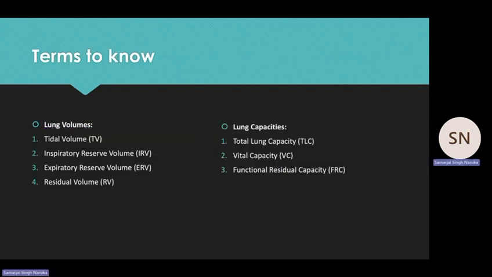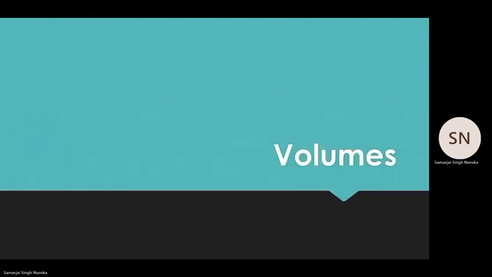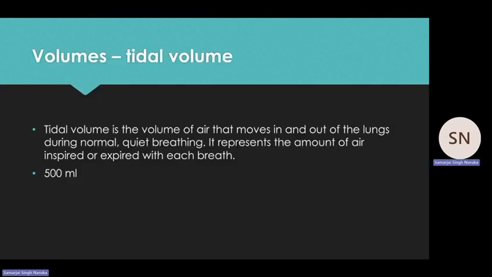Some important terms that we need to know for both lung volumes and lung capacities are tidal volume, inspiratory volume, expiratory reserve volume, residual volume. For lung capacities, I'll speak about TLC, VC, and FRC. We start off with lung volumes.